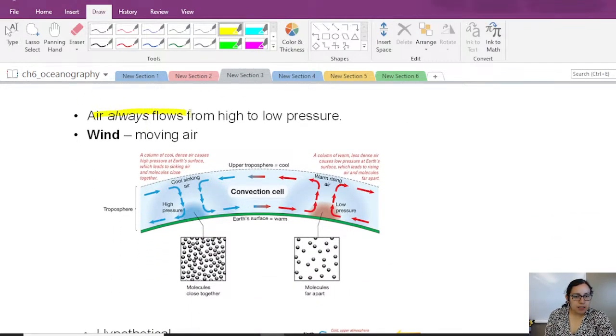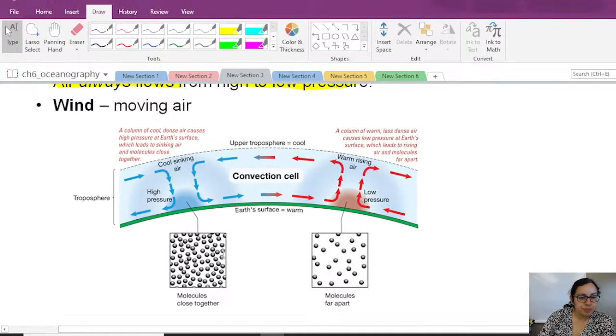And so this is important. I would maybe expect this to come up on an exam. Air always flows from high to low pressure, right? Same thing with solutions, high concentration to low concentration. And this is just our general convection cell: Earth's warm surface, then the warm air rises, cools down, and starts getting dense and sinks back down, creating that high pressure, and again the low pressure from your air physically going higher.